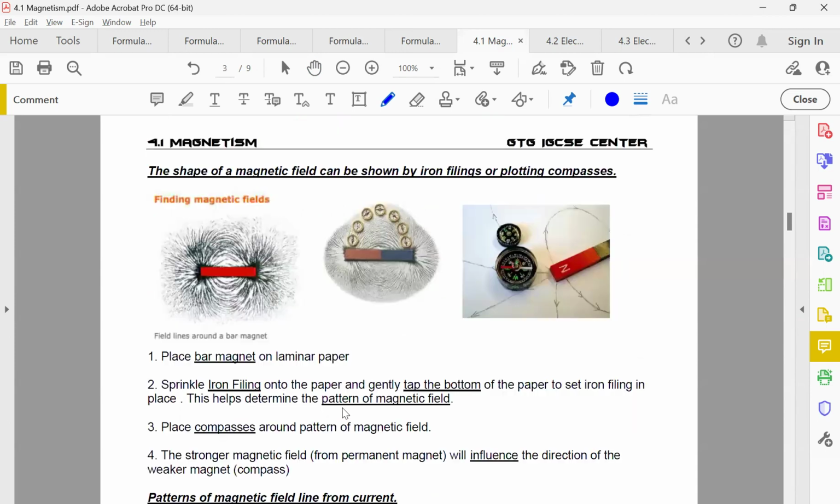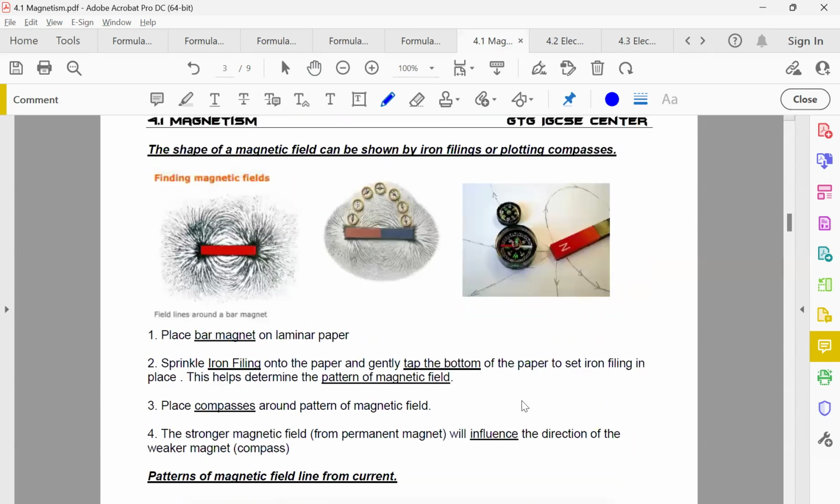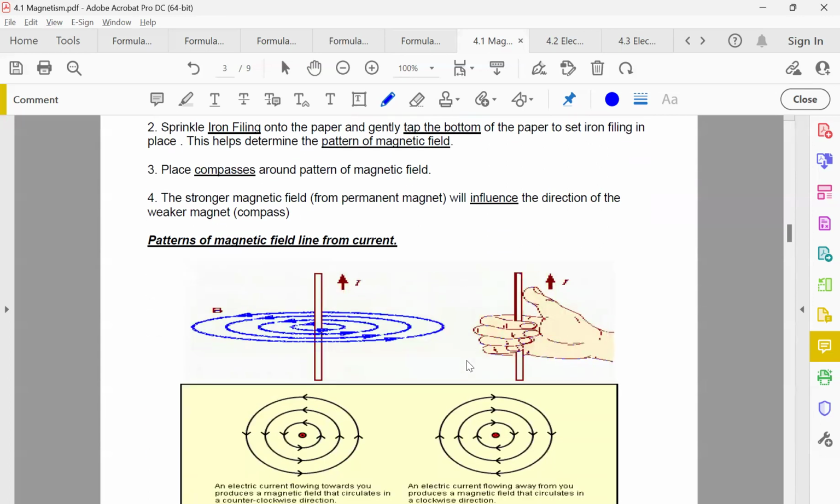This part is important. Make sure you know how to prove not only the pattern of the magnetic field, but also the direction of the magnetic field. Pattern is when you sprinkle the iron filings, then you can see the pattern, right? Direction is when you place the compass on the pattern, guys. Right. Hey, where's your notes? Okay, so read through this on your own later.